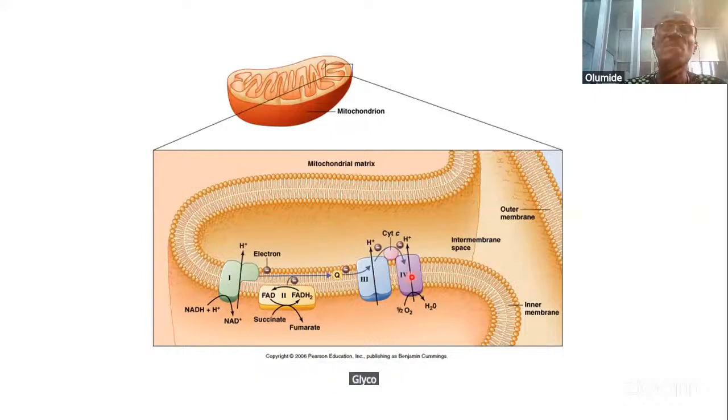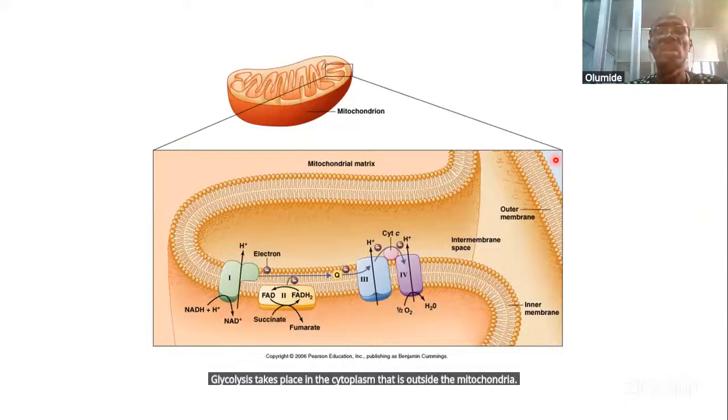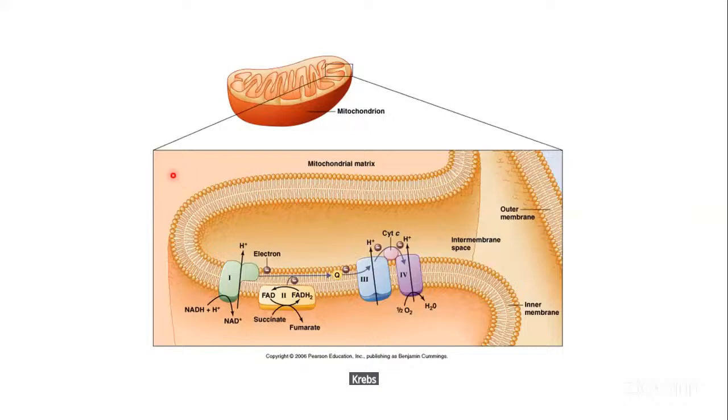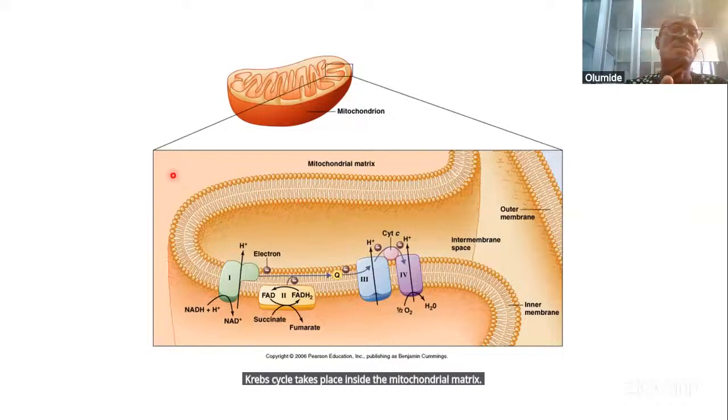Glycolysis takes place in the cytoplasm, that is outside the mitochondrion. Krebs cycle takes place inside the mitochondrial matrix. So mitochondria has 2 compartments, the intermembrane space and the mitochondrial matrix.